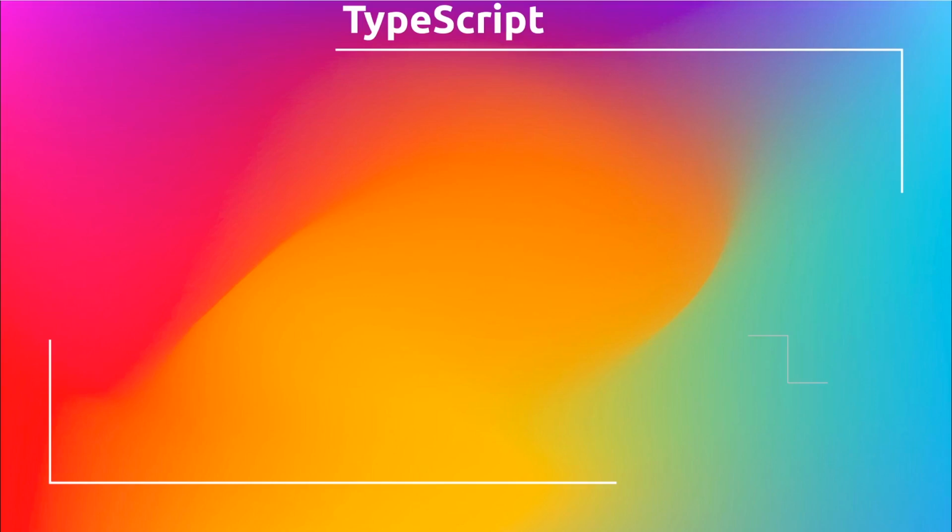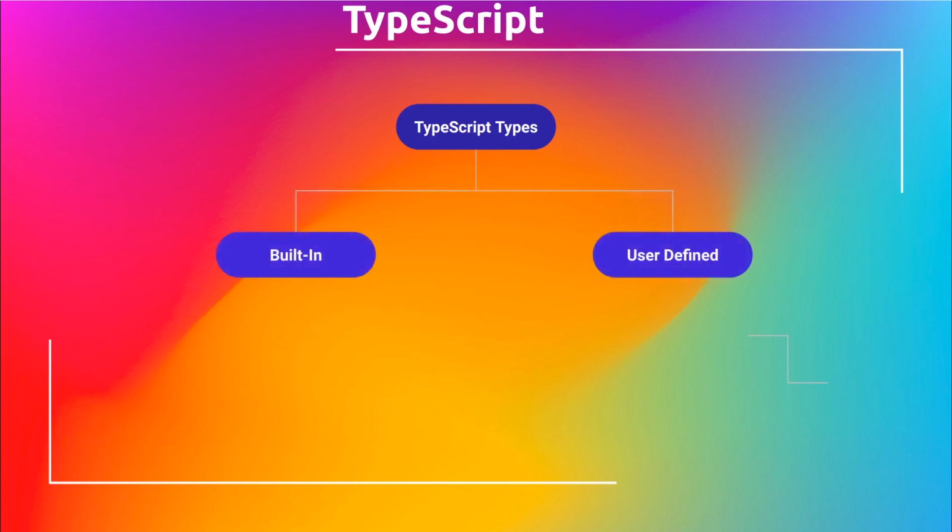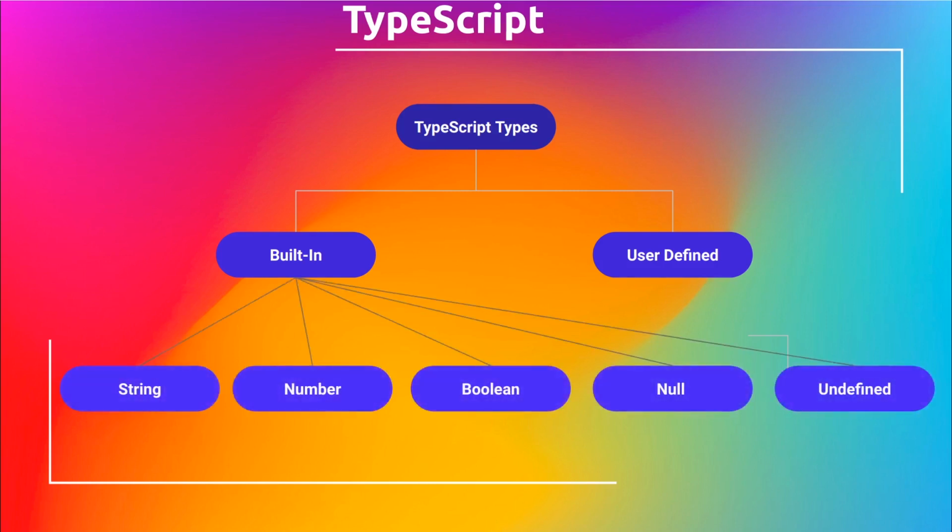Hello friends, welcome to WebTech, and today we are going to see different types of values supported in TypeScript. Basically, types are categorized into two basic types, that is built-in and user-defined. TypeScript has 5 built-in types. We'll see all of them in detail.